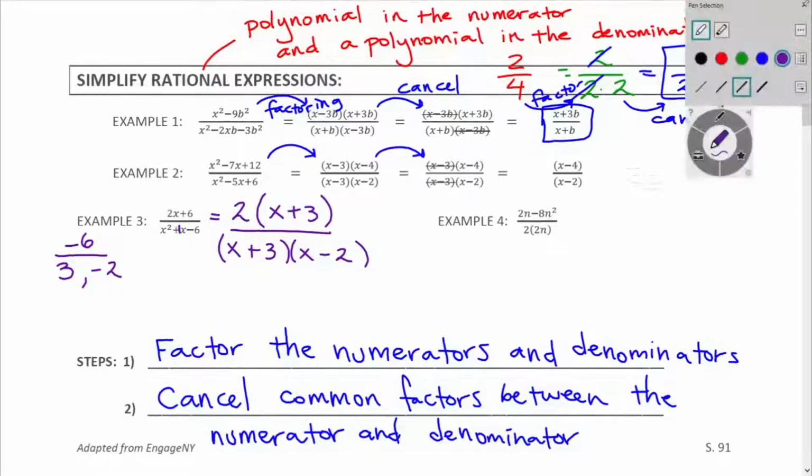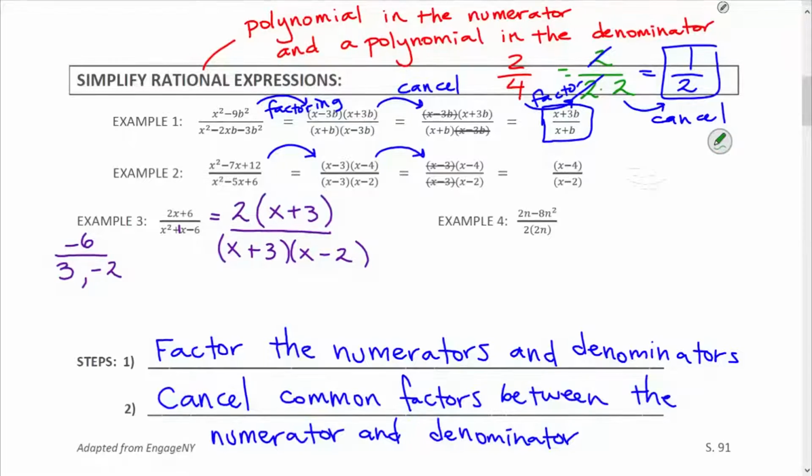And now I will cancel out common factors. I see an x plus 3 here, and x plus 3 here. Now you must eliminate the entire factor. You can't just cancel the 3 and the x and things like that. The entire factor has to be canceled out. And I rewrite what's left, and it's a 2 on top and x minus 2 on bottom. So this is the exact same expression, except this is simpler. So I just simplified the rational expression.